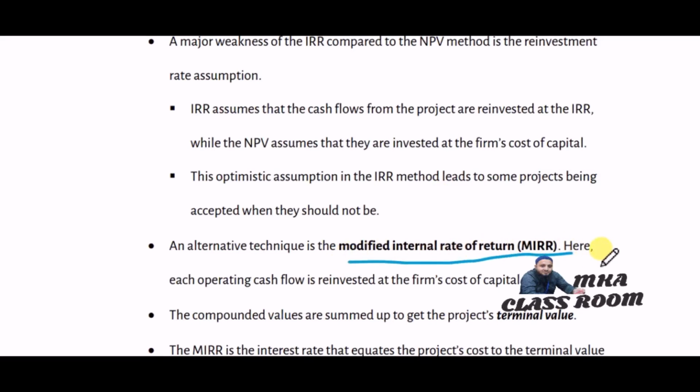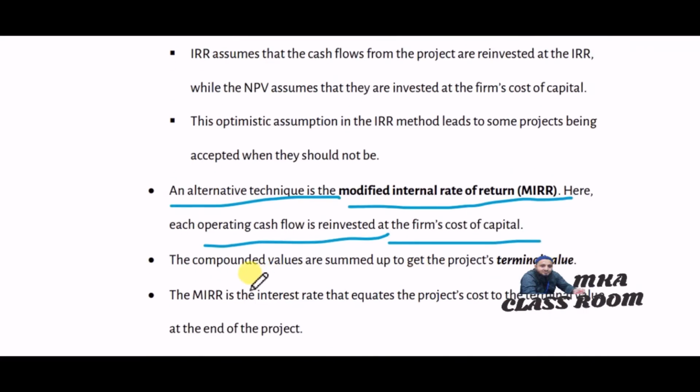Here, each operating cash flow is reinvested at the firm's cost of capital. So here we will see all cash flows are reinvested. The compounded values are summed up to get the project's terminal value. That means all compounded values should be summed up. The MIRR is the interest rate that equates the project cost to the terminal value at the end of the project.